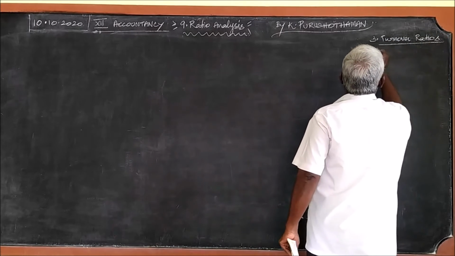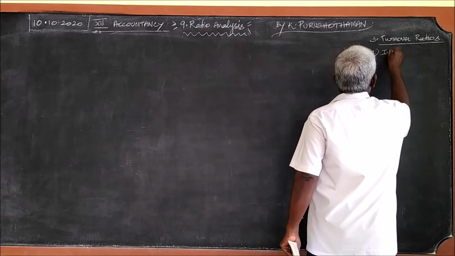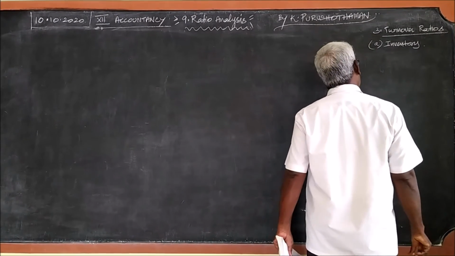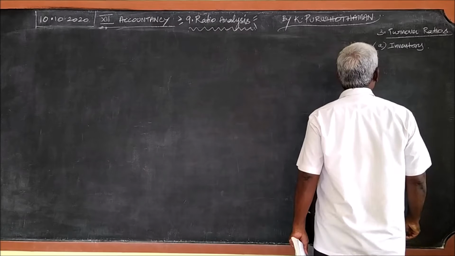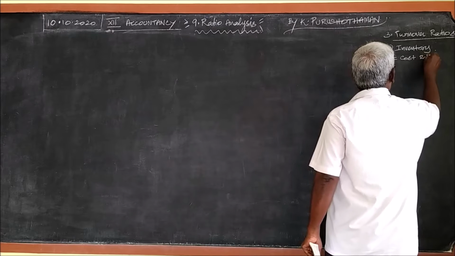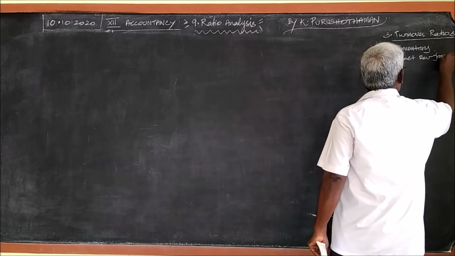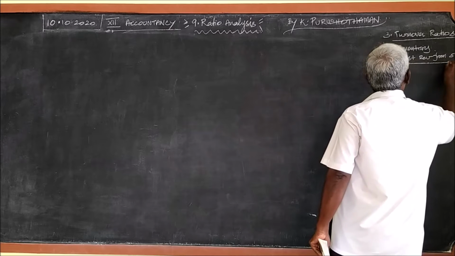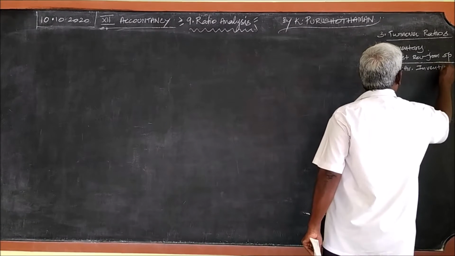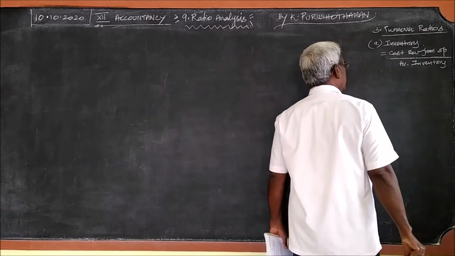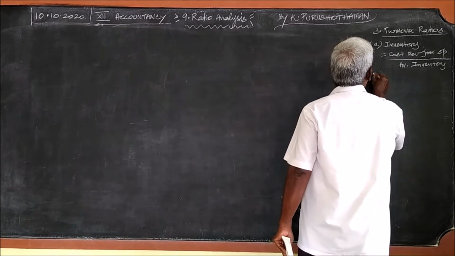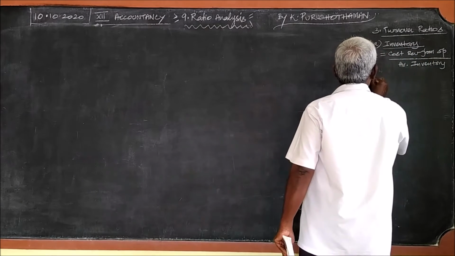This is the third type under which we have seen inventory turnover ratio. For that we have written the cost of revenue from operations whole divided by average inventory. This is, I have written in short form, cost of revenue from operations divided by average inventory. First, that is inventory turnover ratio.